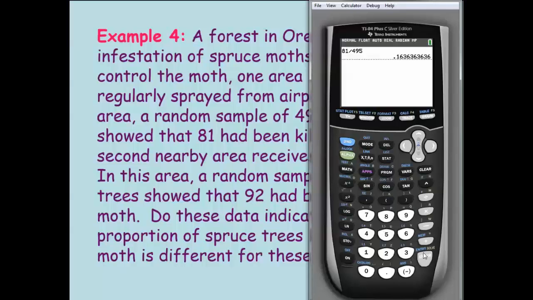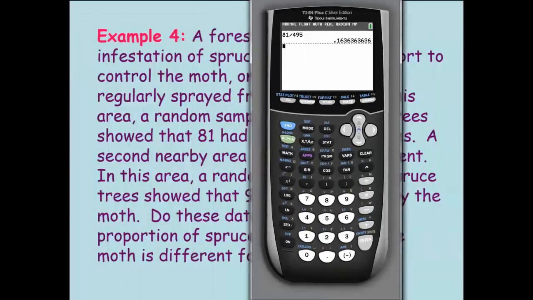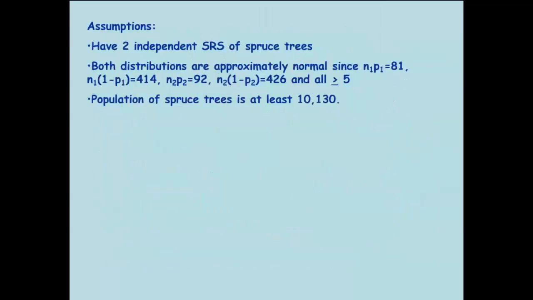Which gives us 0.16 for a p hat. And the second one is 92 out of 518. And I get 0.177. So pretty close, but again, maybe the sample sizes are large enough that it would impact the proportions and allow us to think there actually is a difference. Okay, so kind of keep those two numbers handy.